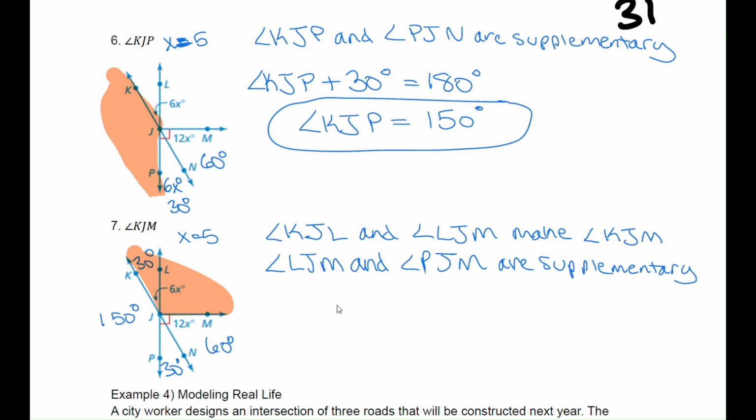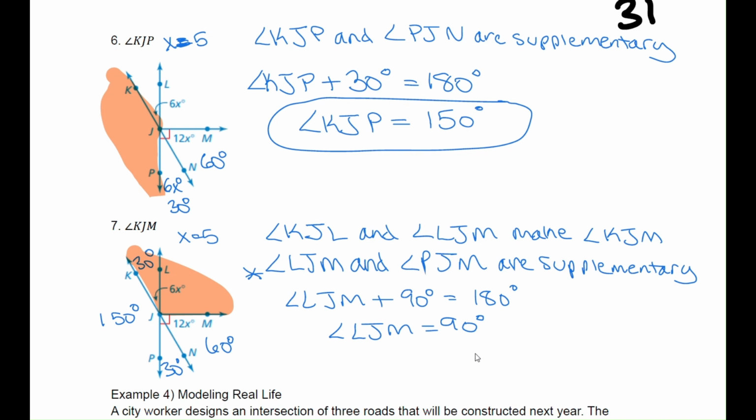So let's see, angle LJM plus angle PJM, which is 90 degrees. We can see that with that red square there. Together, they're going to add to be 180 degrees. So that means angle LJM is going to be 90 degrees. So I used this fact to get started.